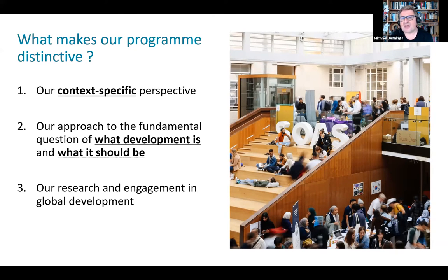And what I mean by that is that we look at the policies that are being implemented by donors like what used to be known as DFID in the UK, now the Foreign, Commonwealth and Development Office, FCDO.